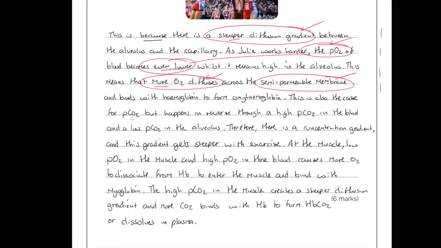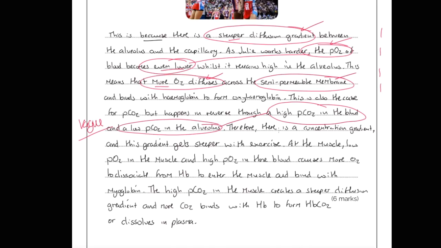This is also the case for the partial pressure of CO2, but happens in the reverse, through a high partial pressure of CO2 in the blood and a low partial pressure of CO2 in the alveolus. Now, for this one, I'm going to give myself a vague. I'm going to be really harsh. Why? Because I should have said even higher partial pressure of CO2 in the blood. You see my point? It's always high during exercise. Even higher in match conditions.